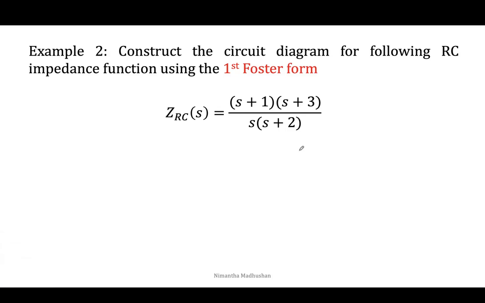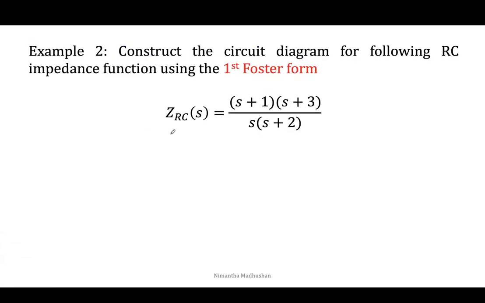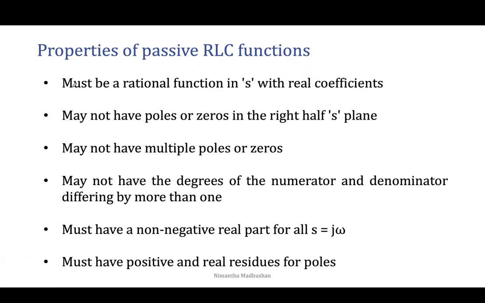For that, there is a set of general properties for RLC circuits or RLC networks. We have to check those properties. These are the six properties. The first one is that it must be a rational function in s with real coefficients. It is a function in s and it has real coefficients, so the first one is okay. Then the second one is that it may not have zeros in the right half s plane.